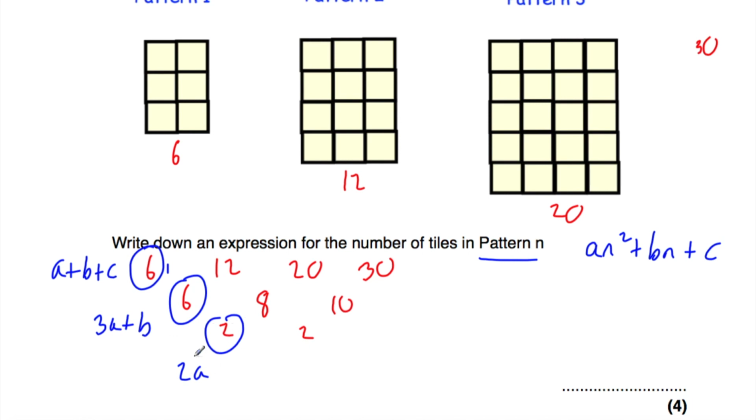So if we look at our second differences, we've got 2A is equal to 2. So 2A is equal to 2. If we divide both sides by 2, we get A is equal to 1. So instead of AN squared, it's going to be 1N squared or just N squared.